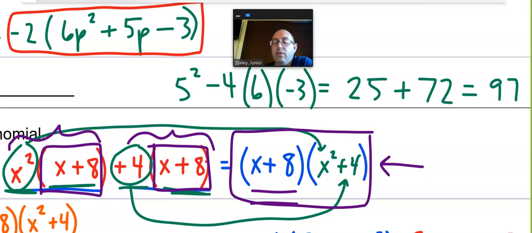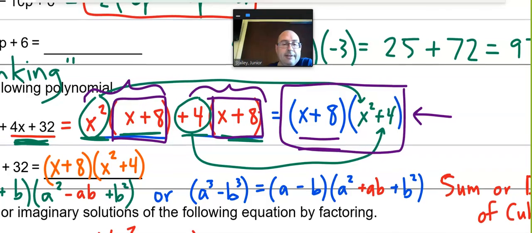Now, does it matter whether you put the x squared plus 4 before the x plus 8? No, it does not. Completely up to you. Oh, sorry for yawning. I know you guys hate it when I do that. Anyway, so that's your final answer. This is called chunking.